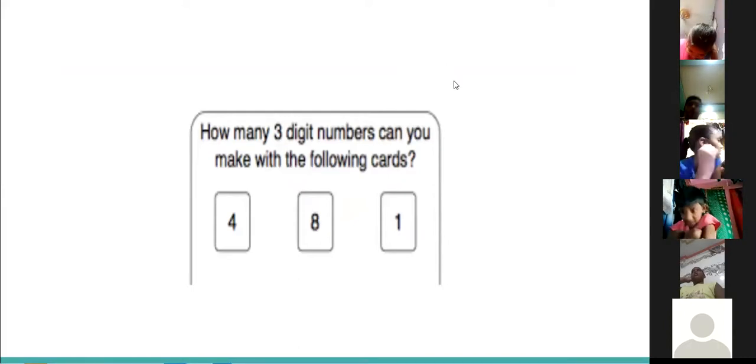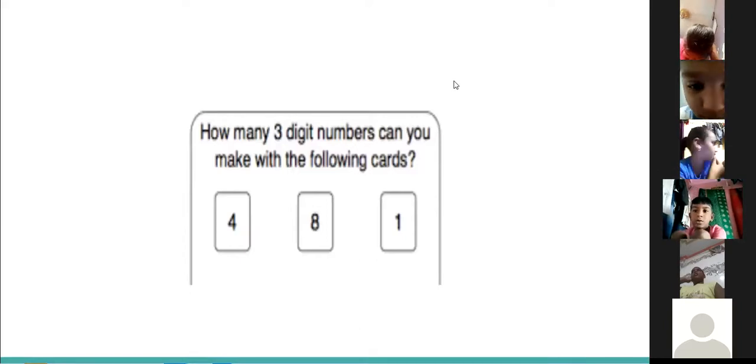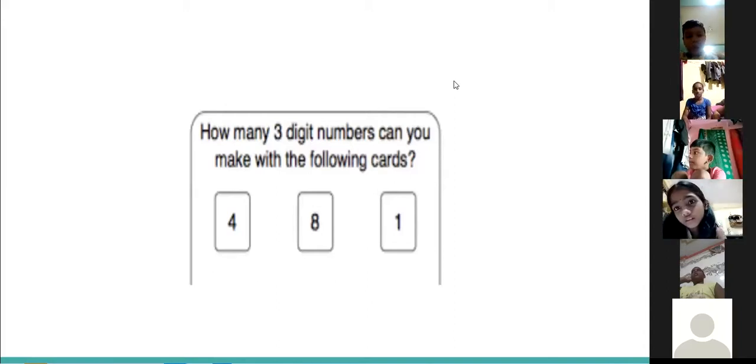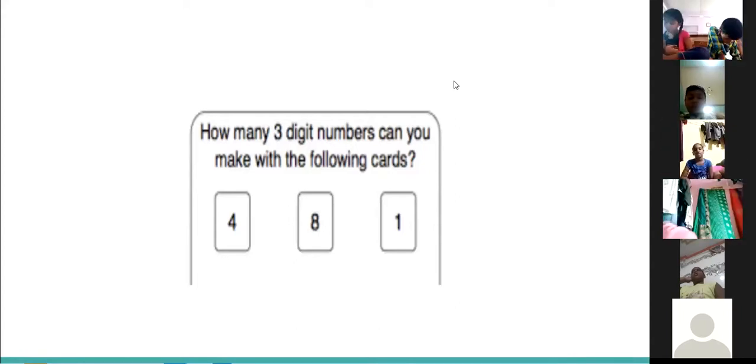Komal, which numbers are you able to see here? Which number? 4, 8, and 1. Thank you, Shreya. But please wait for your turn, okay? So we have 3 numbers here. That is 4, 8, and 1.